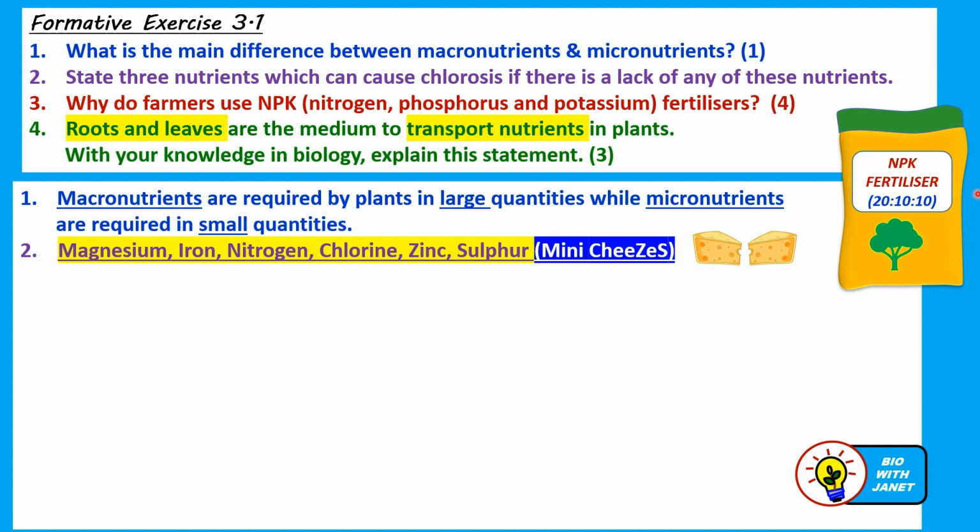Number 2, state 3 nutrients which can cause chlorosis if there's a lack of these nutrients. Nitrogen is the main one. It's important for the synthesis of chlorophyll. Then iron also. Iron acts as a cofactor in chlorophyll synthesis. And then we have chlorine, and then we have zinc.